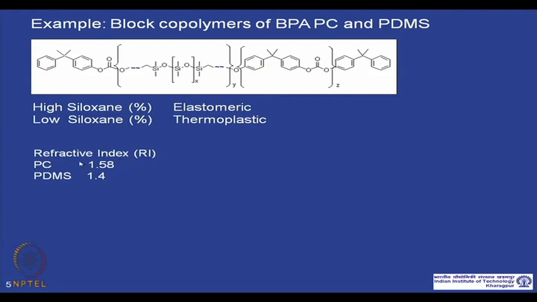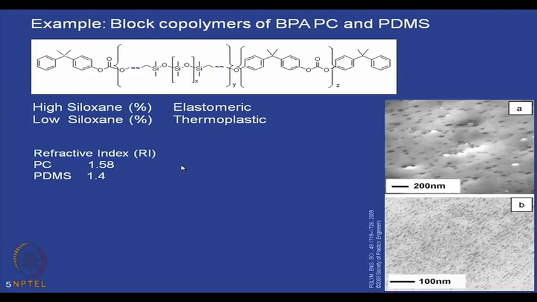Look at the refractive index of these two. PC has 1.58, PDMS is 1.4. So, obviously, there is a mismatch in refractive index. So, they will scatter light, and depending upon the amount of scattering, the transparency will come down; the higher the scattering, the less the transparency. Now, look at the TEM, or transmission electron micrographs. These black portions are the siloxane domains and the background is the BPA PC.